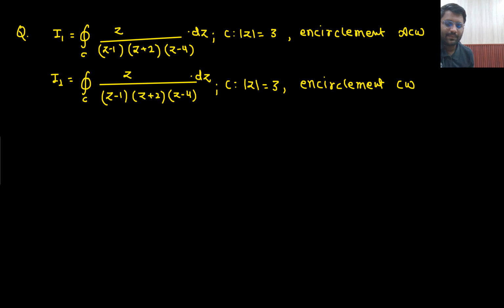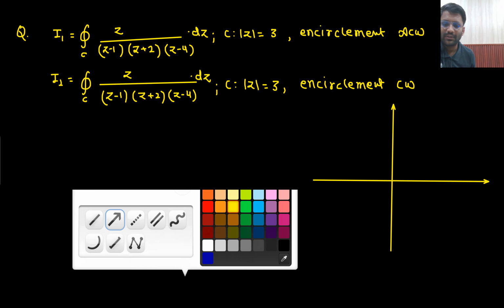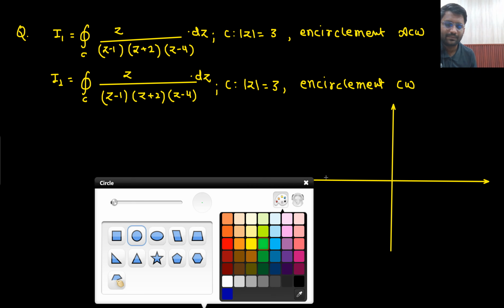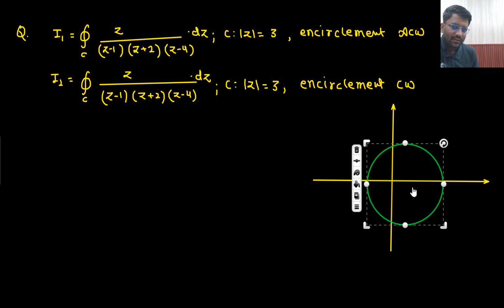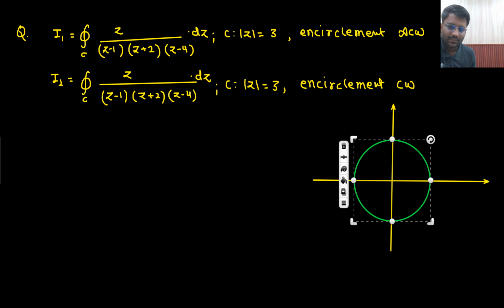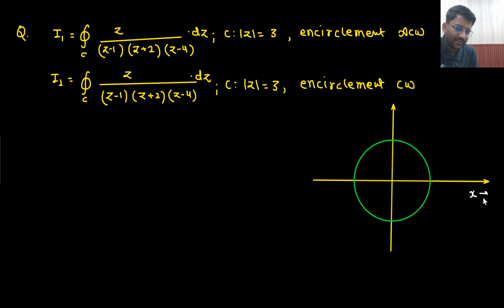Again the same kind of question. Again your region is a circle with center 0, 0 and radius of 3. Right? This is your x, this is your y. Radius of 3, that means this point will be 3, 0. And this point will be minus 3, 0.